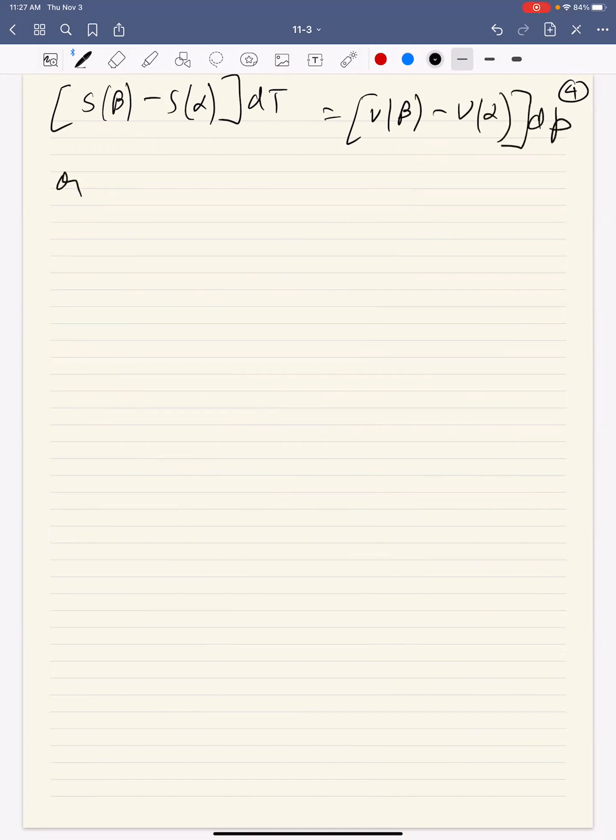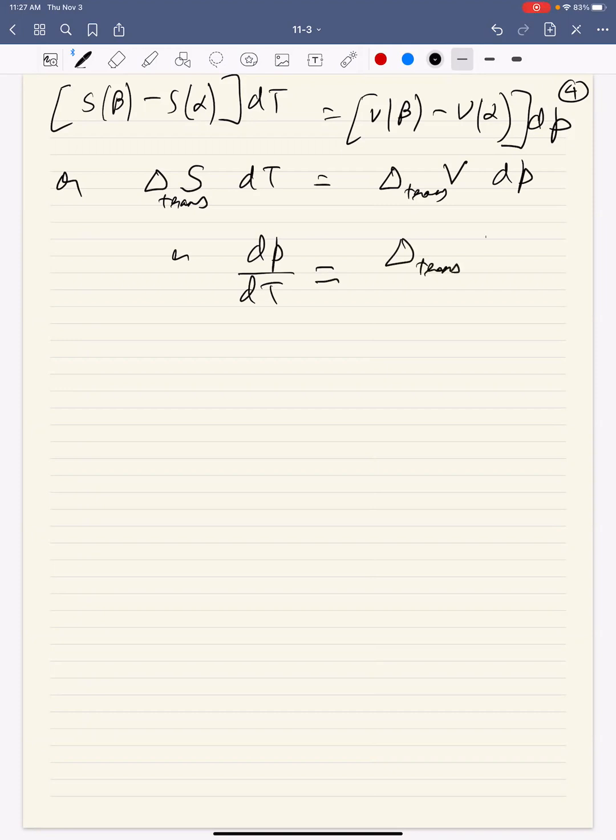Or delta transition S, because what is S of beta minus S of alpha? That is the change in entropy when you go from phase alpha to phase beta, right? When you transition from phase alpha to phase beta, delta transition S times dT is equal to delta transition V multiplied by dP, or dP by dT is equal to delta transition S by delta transition V.